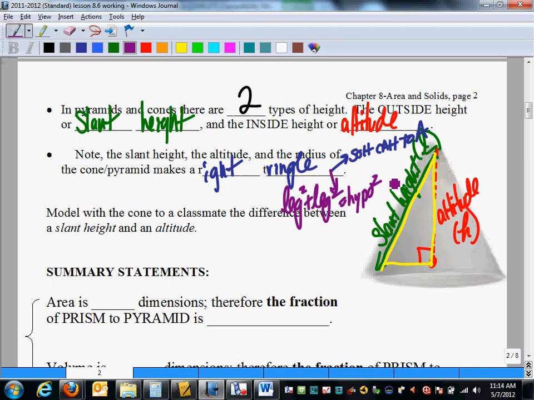If you had 30, 60, 90, you could use it, but don't randomly use 30, 60, 90 unless you have a 30, 60, 90 triangle. Yes, sir. Quickly, pass over here.